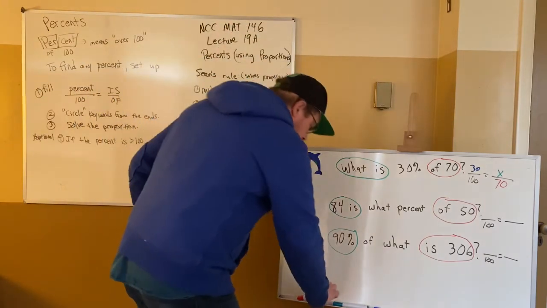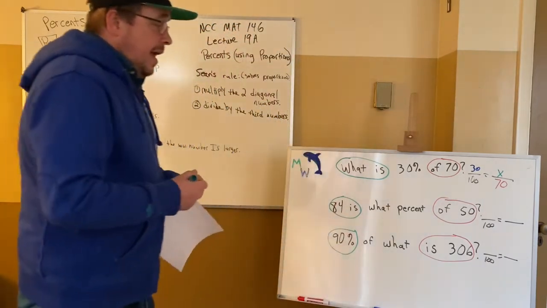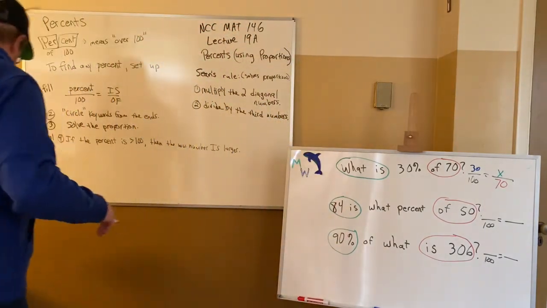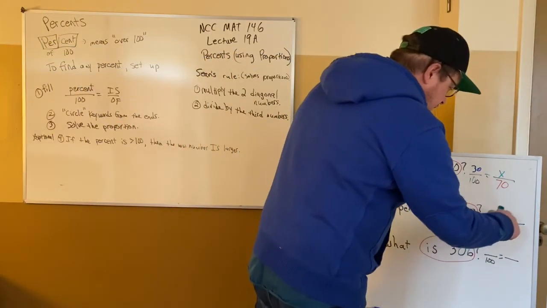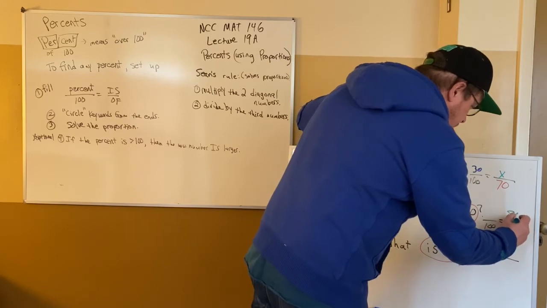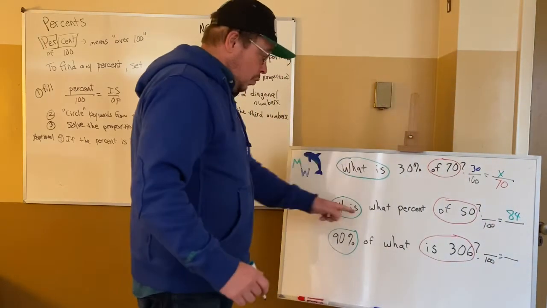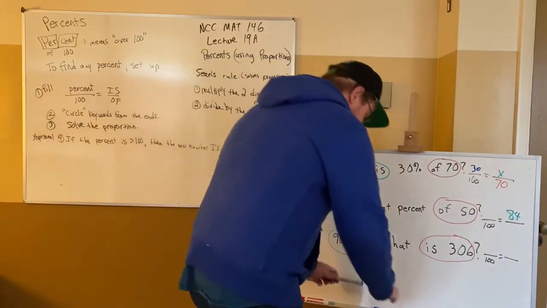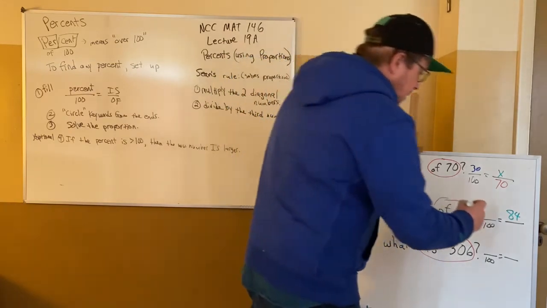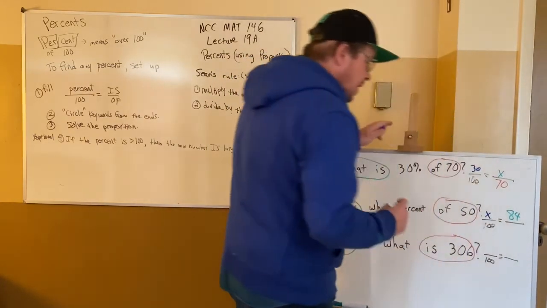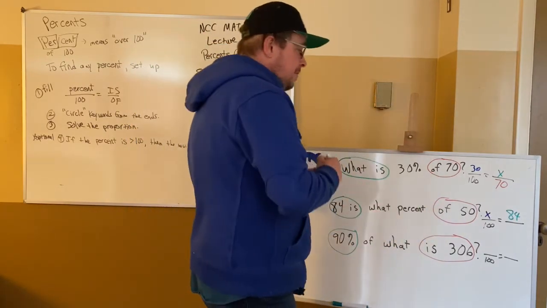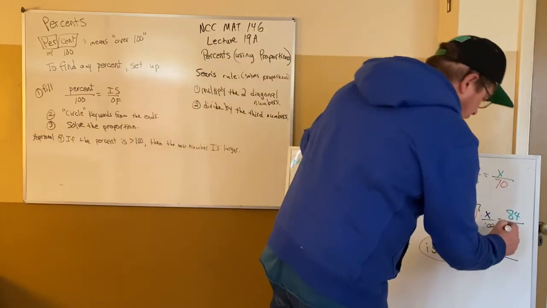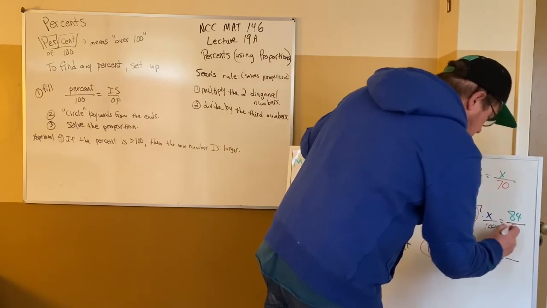Set up another one. 84 is what percent of 50? 84 is. Percent over 100 is. 84 goes right there. What percent? That means I don't know the percent. So when I immediately encounter the percent over 100, I can put my X there. And I'm left with of 50. Percent over 100 equals is over of, and of course that's where the 50 goes.